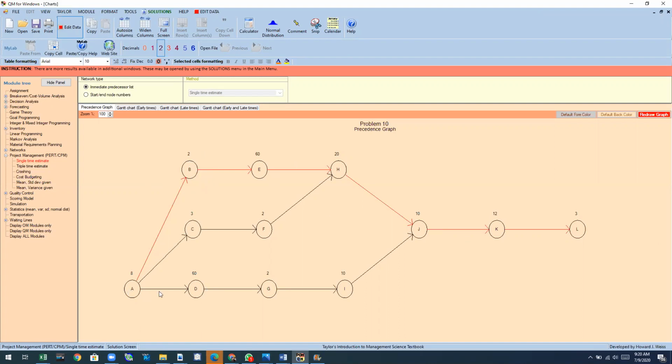Okay. By the way, if you look at the red arrows, these represent the critical path. So the critical path is A, B, E, H, J, K, L. This critical path has nodes that have 0 slack time. Okay, it has 0 slack time, so they cannot be delayed.